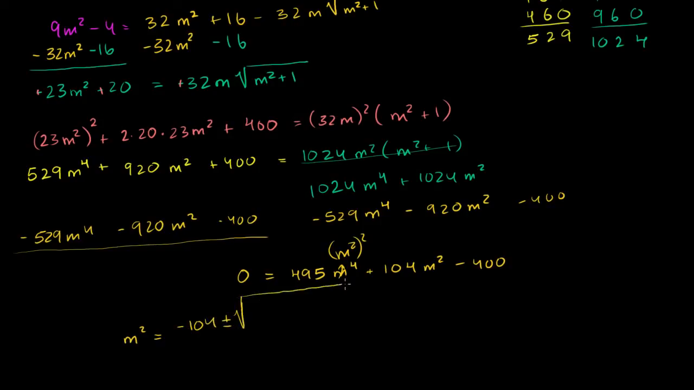More fun math for us without a calculator. Plus or minus the square root of 104 squared minus 4 times a, which is 495, times c, which is negative 400. So that'll make this a positive, and you have a 400 right over here. And then all of that over 2 times 495. 2 times 495 is what? It's going to be 10 less than 1,000. So it's going to be 990. So let's try to see if we can evaluate this.